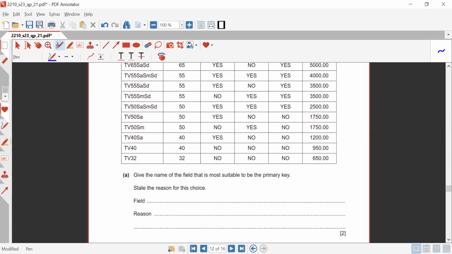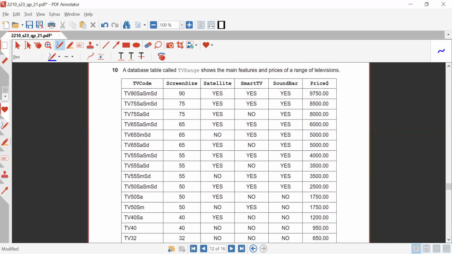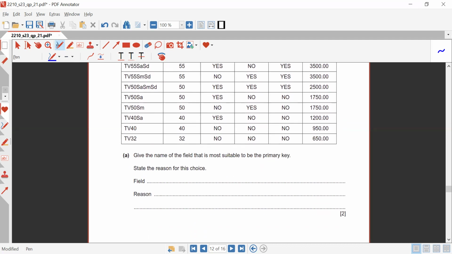Now they are saying give the name of the field that is most suitable to be the primary key. Okay, that means unique. So it's the TV code. And the reason is it is unique.